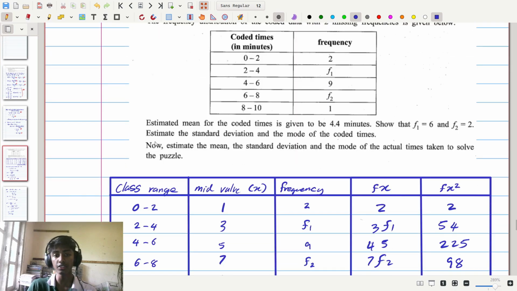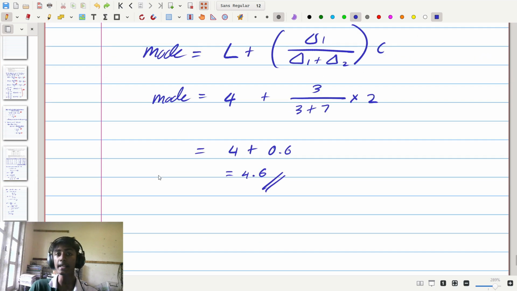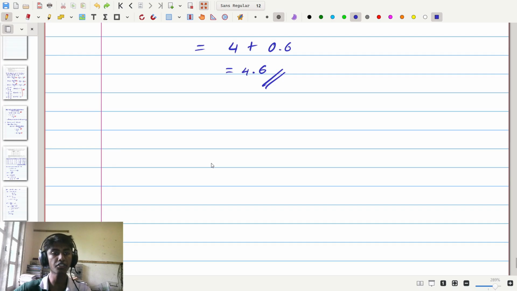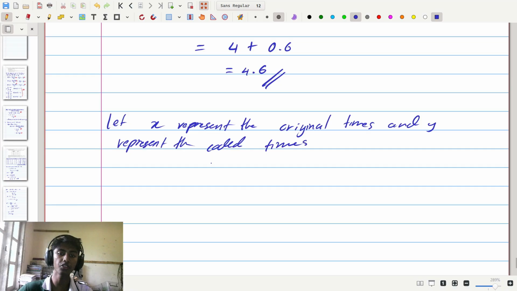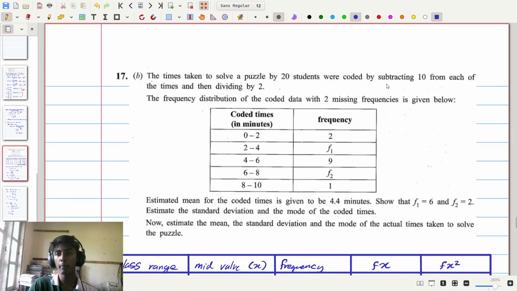Now after, the question then says, now estimate the mean, standard deviation and the mode of the actual times taken to solve the puzzle. Now for this, what we need to do is to write down the coding and reverse it. So for this, let's say let x represent the original data, or we say original times, and y represent the coded times. Now according to this, what the question said is that the timing is coded by subtracting 10 from each of the times and then dividing by 2.